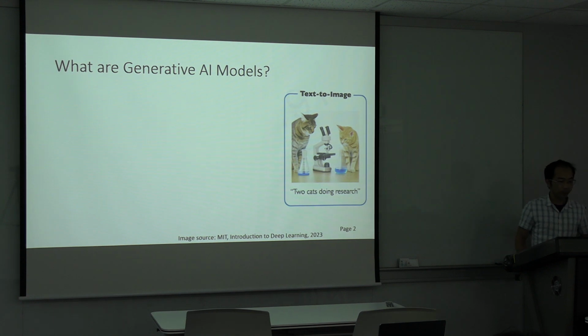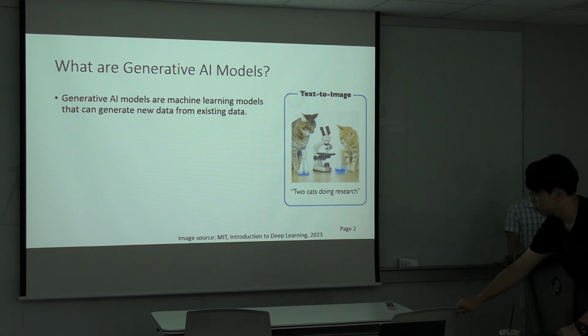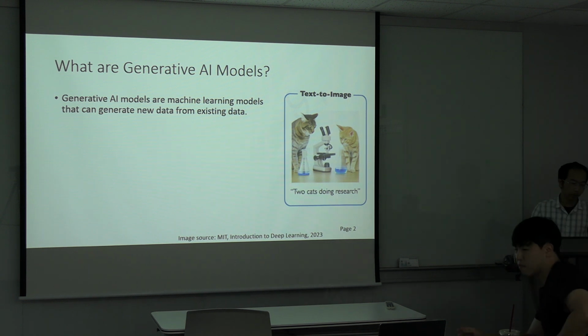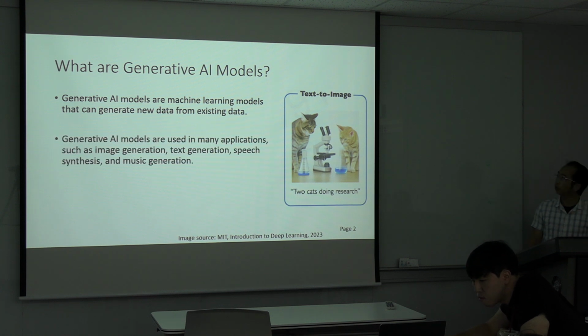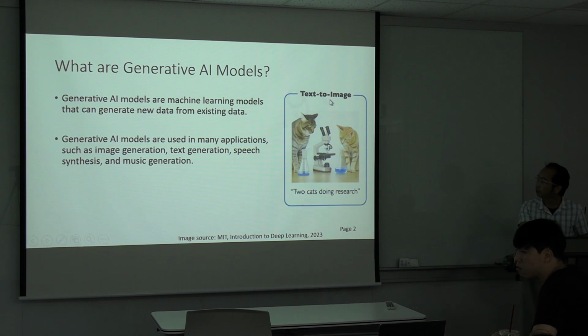A generative AI model refers to a machine learning model that can generate new data from existing data and a learned distribution. For example, the image on the right-hand side is a totally new image generated by the Stable Diffusion model, for text to image. The input to the model is text and the output is the image.